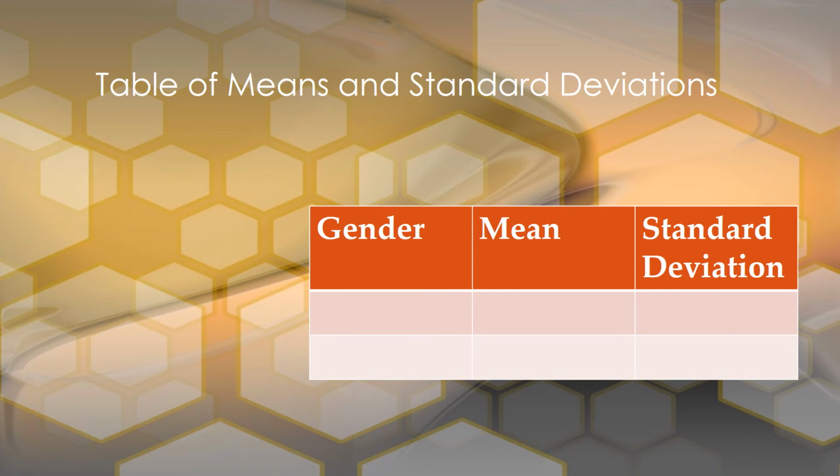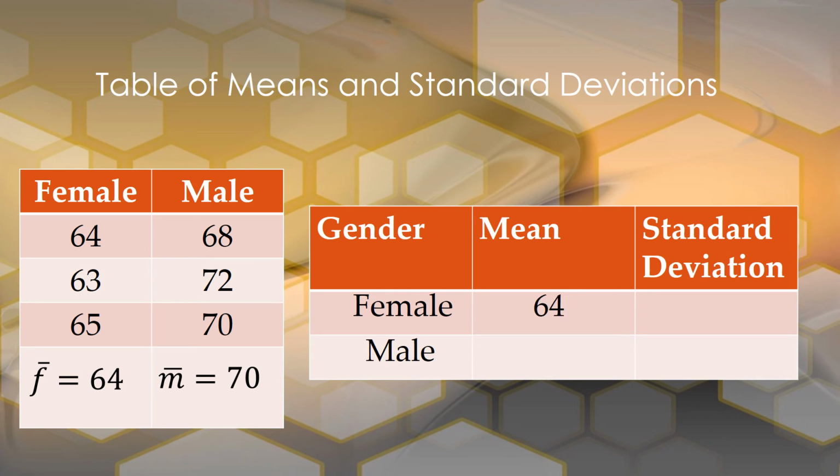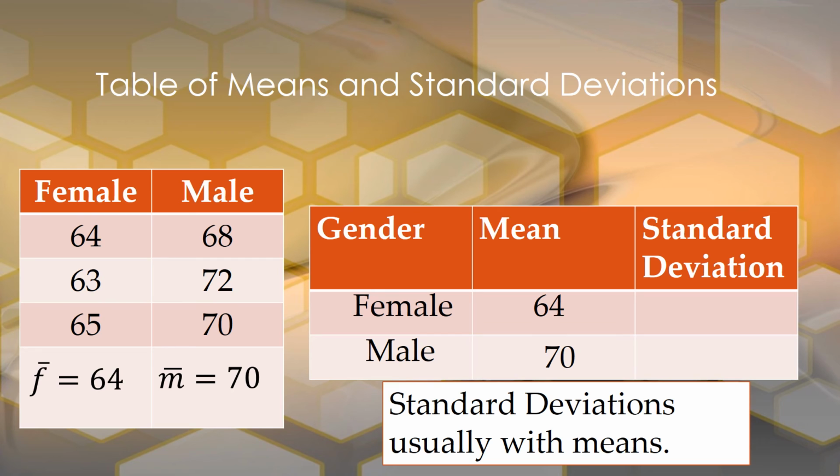You can also make a table of the means. So here was our data before, and we reformatted it here. And so the mean for the females is 64, and the mean for the males is 70. So we can put our female here and our male here, then the means here. And usually when we have means, we usually report the standard deviations with them. The standard deviation for the females is 0.58, and the standard deviation for the males was 1.15.